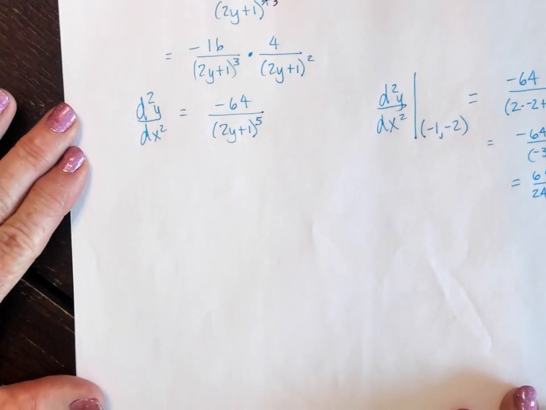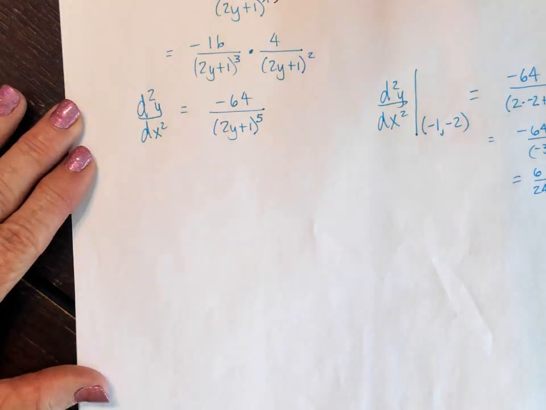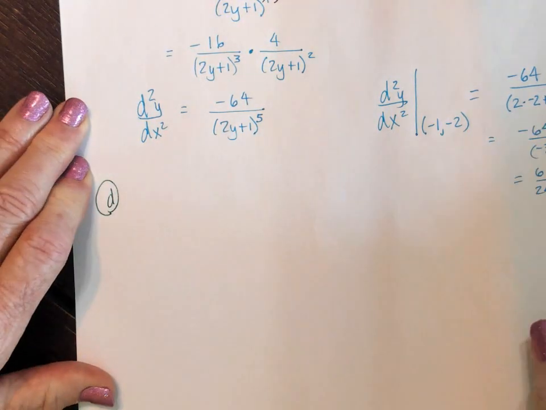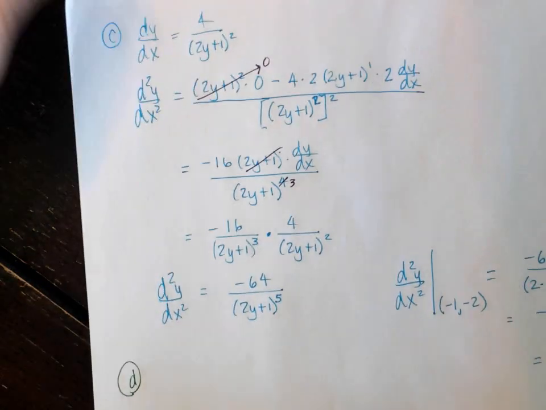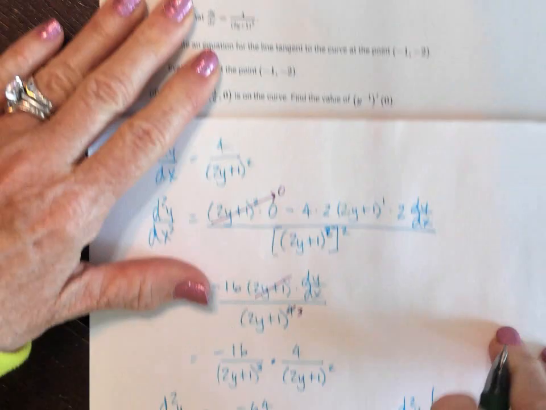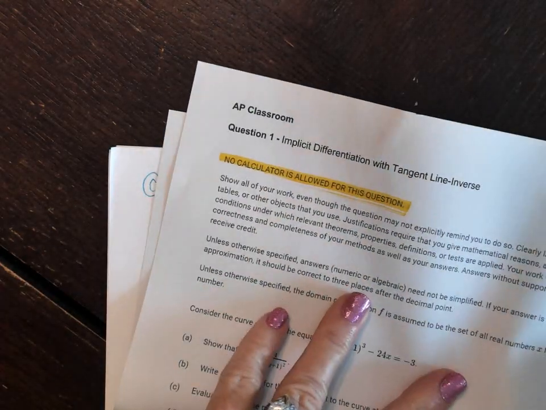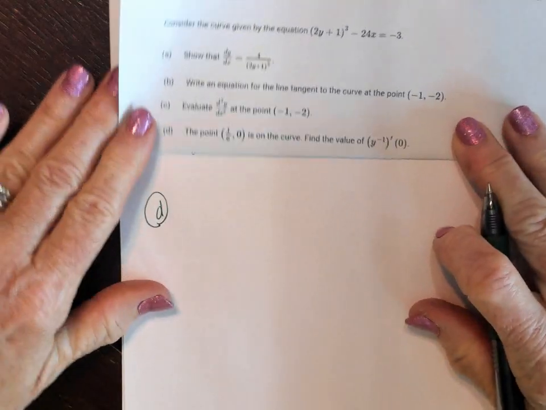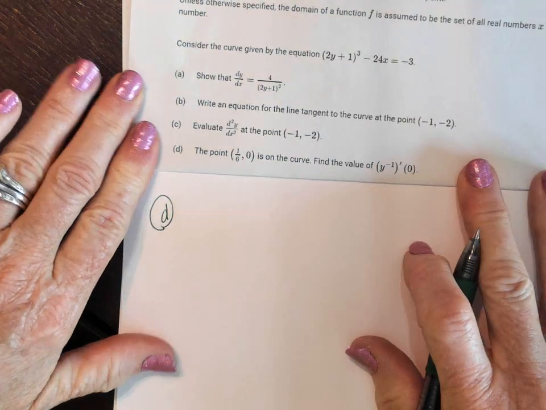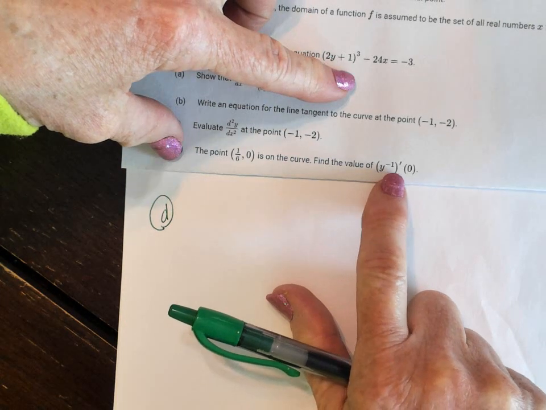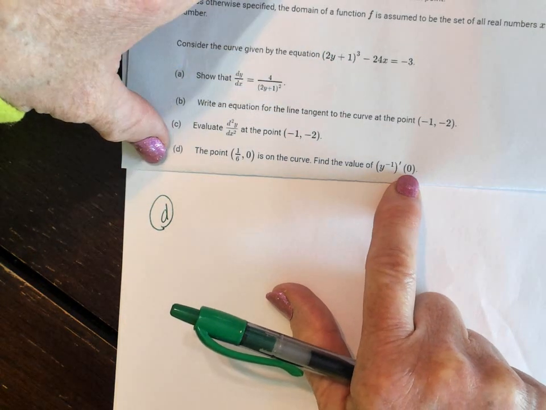All right, let's go on and look at part D. Part D says the point (1/6, 0) is on the curve. Find the value of y inverse prime at 0.